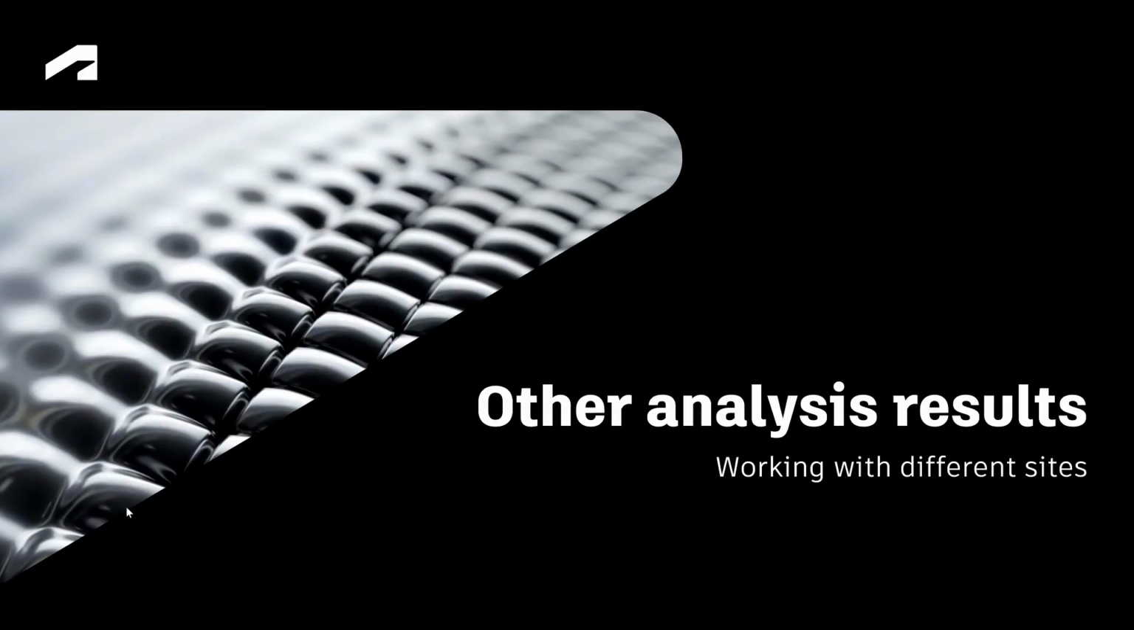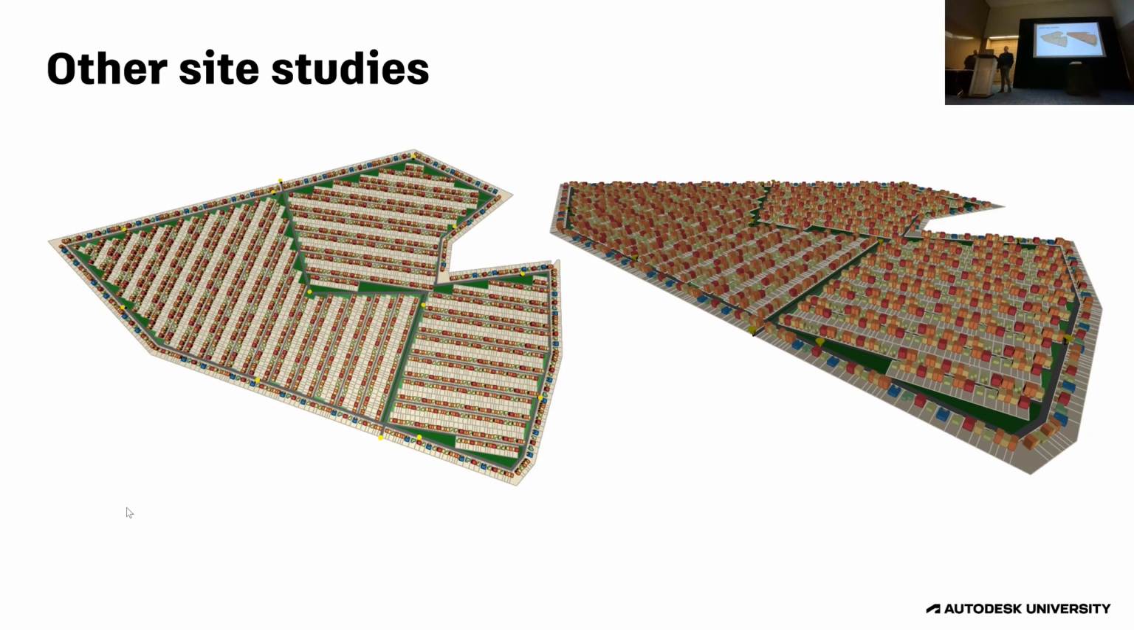Now, we didn't just do this with this one single site, because that would be too obvious and you could make your Dynamo script work for one specific thing. So we tested it on multiple sites. There was, for instance, this one. It looks like a spaceship, but anyway, it means that you can build something on a spaceship. So it's not even a real project. This was just, okay, let's test it. Draw a few lines and see what comes out of it. And no problems in there. So that means that at least we can use several site boundaries.